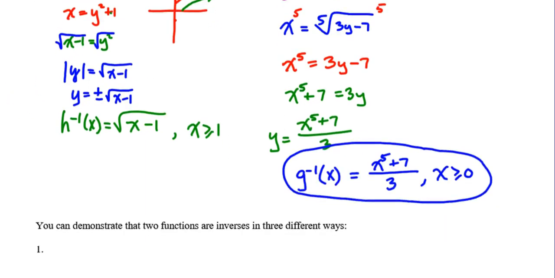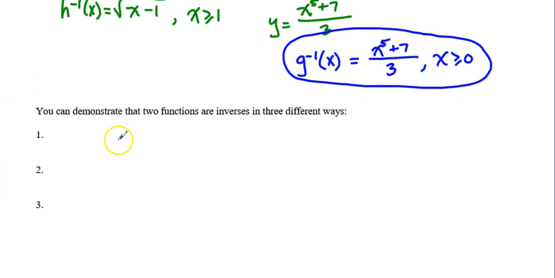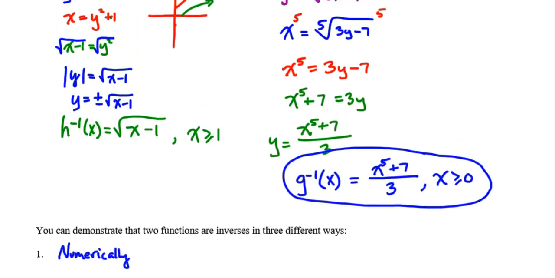Finally, how do I know I'm right? I want to demonstrate that two functions are inverses. We can do that in a few ways. We can do it numerically, we can do it algebraically, and graphically. So numerically, what we talked about in the last video, kind of subbing in a number. I'll give you an example here.